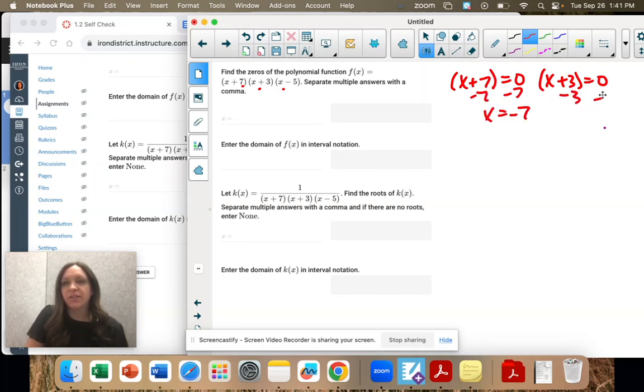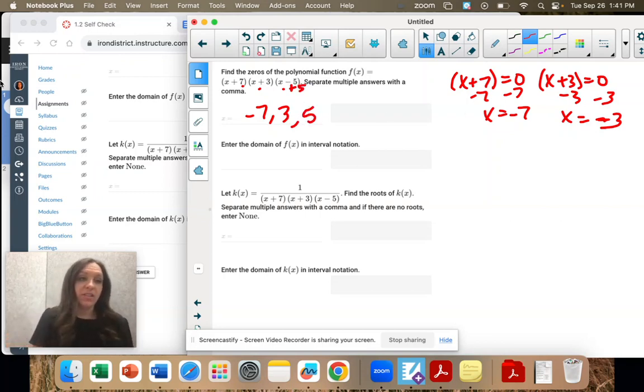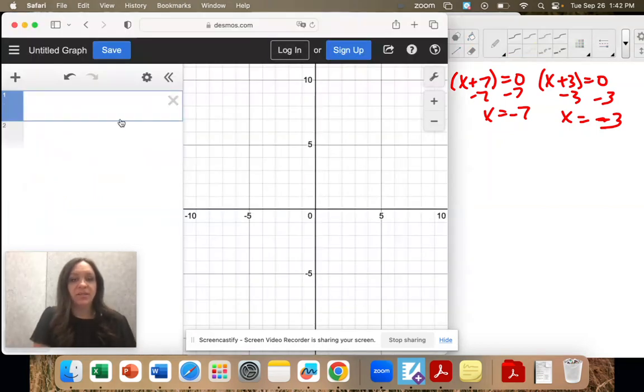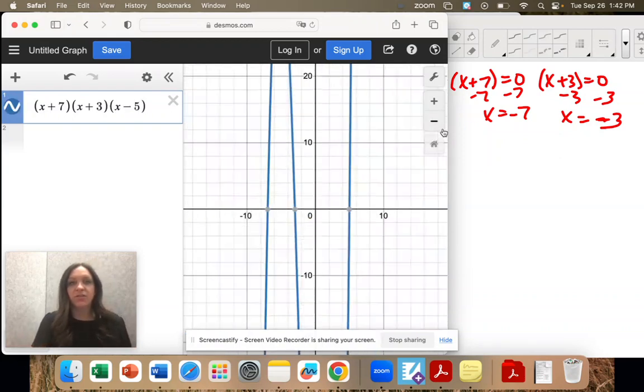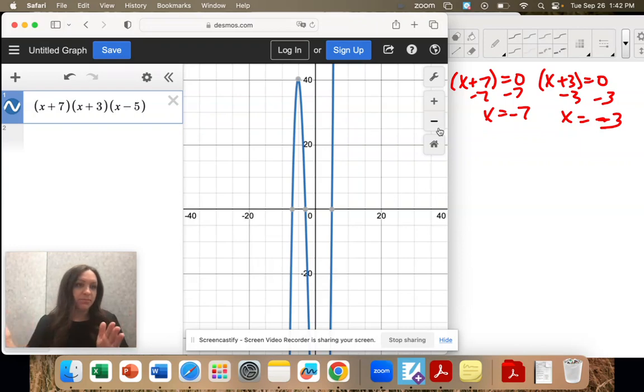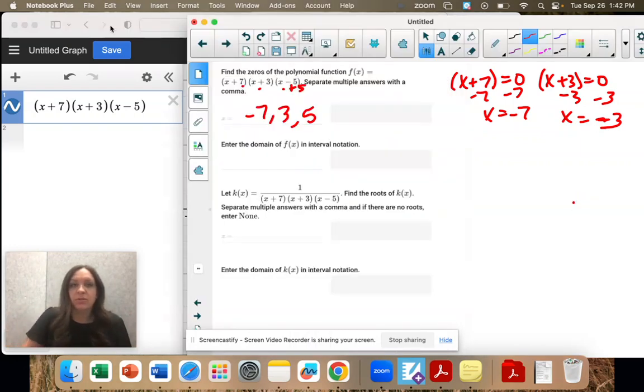X equals -7, x equals -3, and then the last one would be +5, because you would add 5 to both sides. So a polynomial just has an infinite degree. Like if I graph that, x plus 7, x plus 3, x minus 5, it goes on forever and ever, left and right. Remember, our domain is our x values. So for a polynomial, the domain is -infinity to infinity. It goes forever left, forever right.